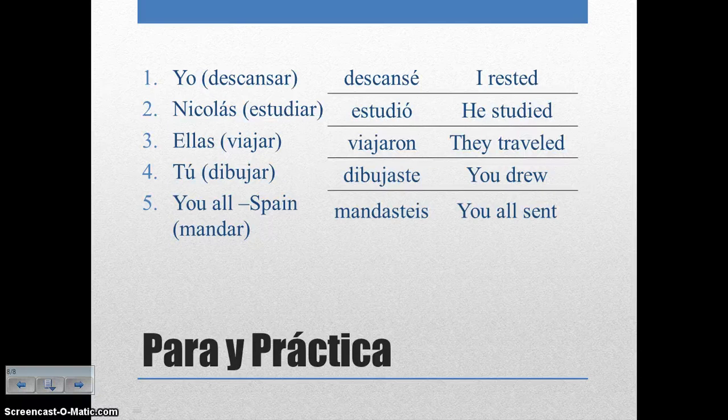So that's your little short practice. We're going to continue to work on these for the next couple days. So please write down if you have any questions. Other than that, we will continue practicing the preterite tense next class period. Thank you.